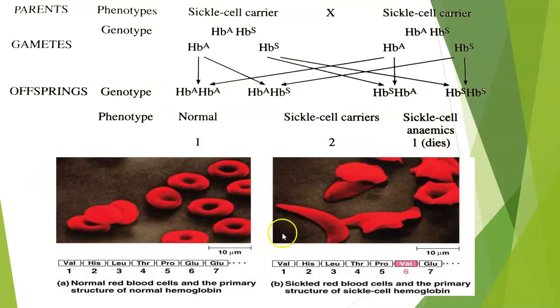Here you can have a look at this image. This is the structure of normal hemoglobin, and this is the structure of the sickle red blood cell. So this shows you that this particular gene, which is HbS, is also called a lethal gene, which is responsible for the death of the bearer. The one who has both these genes and is homozygous for this particular trait will die. And because of this reason, marriages between sickle cell carriers are always discouraged.